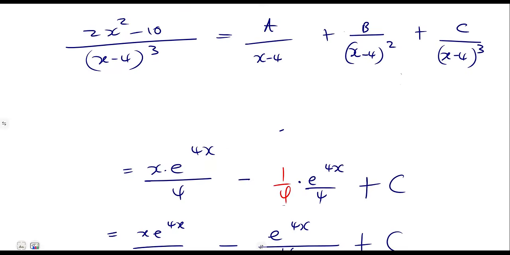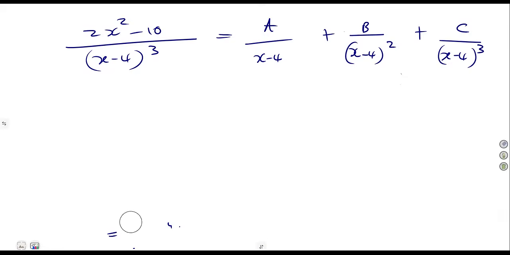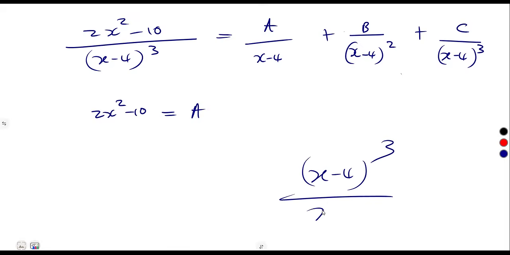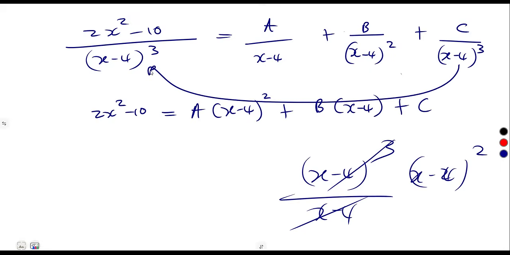So what you can simply do is find the values of A, B, and C. Treating that addition, you simply equate the numerators. 2x squared minus 10 is equal to A, this one into this, x minus 4 cubed over x minus 4, you remain with x minus 4 squared, plus B, this one into this, you remain with only one of the x minus 4, plus C, this one into this, they cancel. So it's simply C.